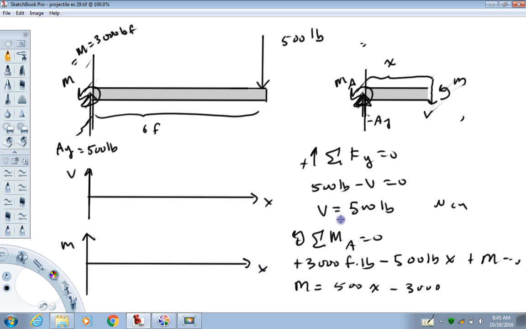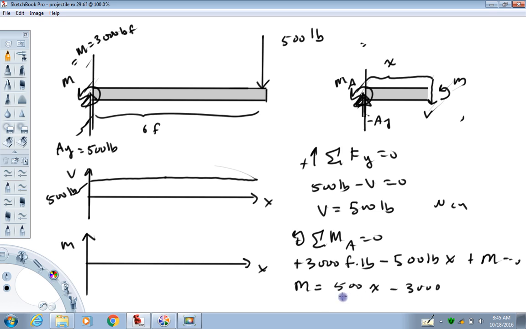Now you'll notice that our shear ended up not being a function of x, so this is constant. And I'll just sketch that. All right, so constant out to that point at 500 pounds.